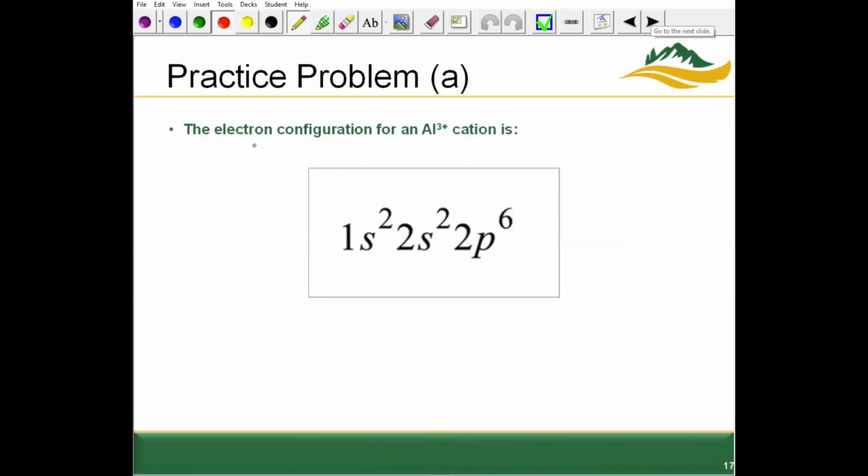The electron configuration, therefore, for aluminum as a 3+ cation is 1s2, 2s2, 2p6. 2 electrons, 2 electrons, 6 electrons, totals up to 10 electrons total. So be careful with the ions. If they've gained or lost electrons, you need to account for that in their electron configurations.